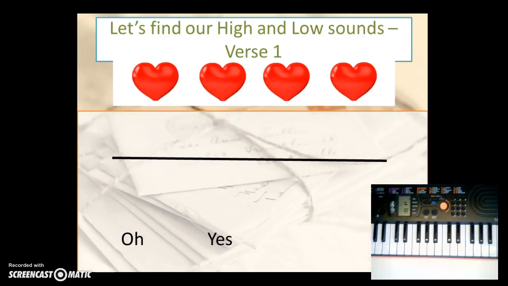All right, so if we look at it, it sounds like this. Oh yes. So the low sound that we now know, that is E. We need to find if the O or the yes matches that low sound. Here's our low sound E. This is E, this is our low sound. So which one, O or yes, matches E? Is it O or yes? That's right. So O is our low sound in verse 1.